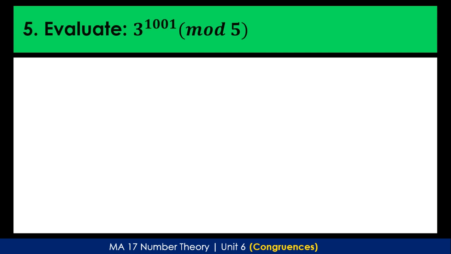Let's have another example. Let's say we have 3 raised to 1001 modulo 5. Let's identify the remainder. We take the GCD of our prime number, which is 5, and our a here, which is 3. The GCD of 3 and 5 is 1, so we can use Fermat's little theorem.